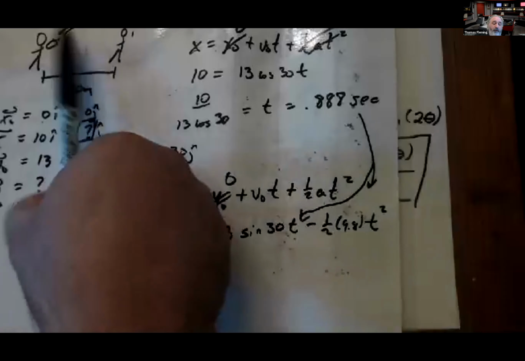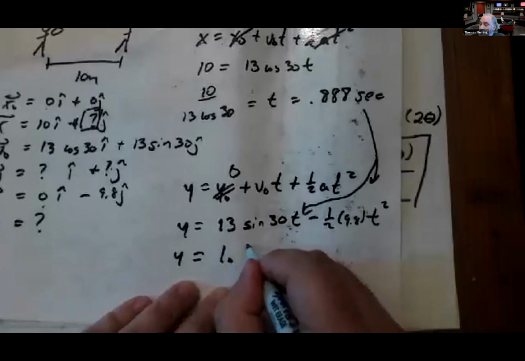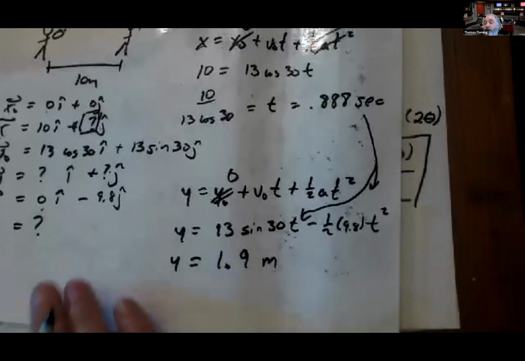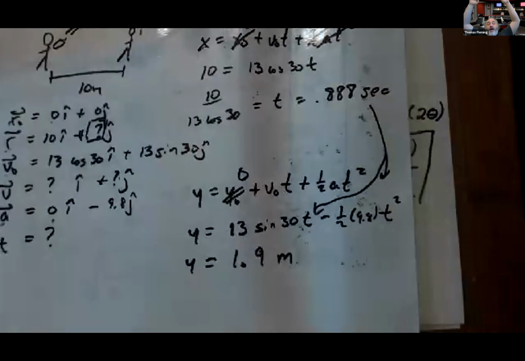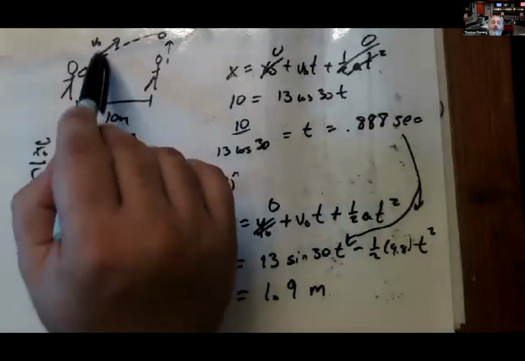And lo and behold, it looks like this guy's going to have to make a jump of about 1.9 meters. That's a pretty hefty jump, which is good. You want to throw it high enough so that when it passes over this guy's head, it's too high for him to grab it. But by the time it gets to the receiver, it's low enough for him to grab it. So that's the sort of calculation you're going to have to make when you choose what angle you throw your ball at.